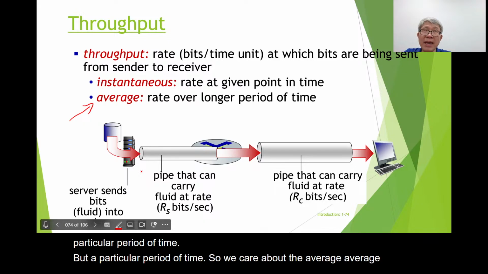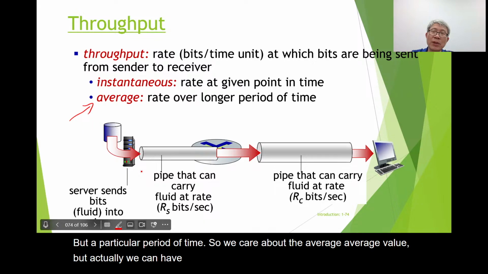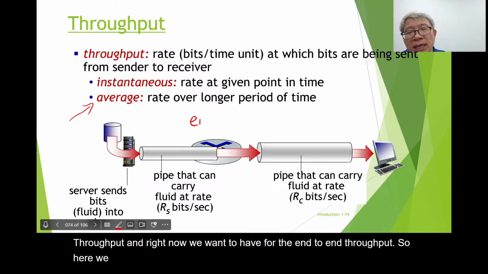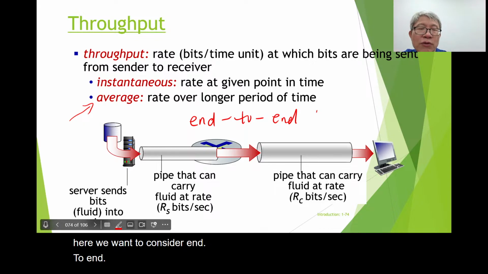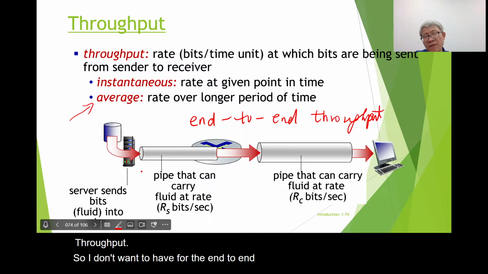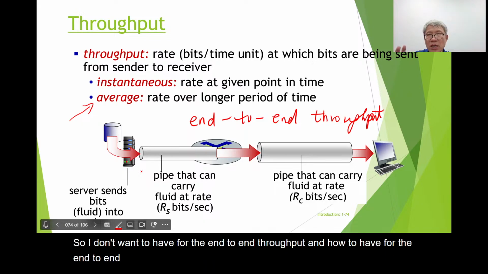But actually, we can have the instantaneous throughput. And right now, we want to consider the end-to-end throughput. So right now, we want to have the end-to-end throughput. And how do we get the end-to-end throughput if we assume perfect transmission?